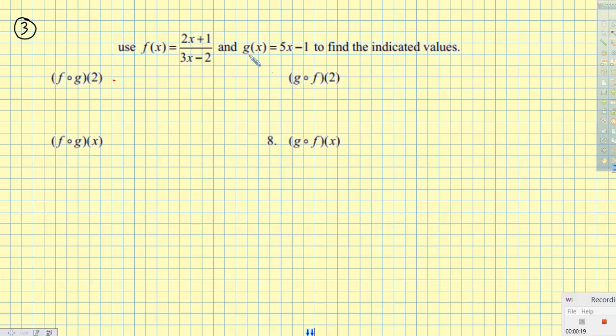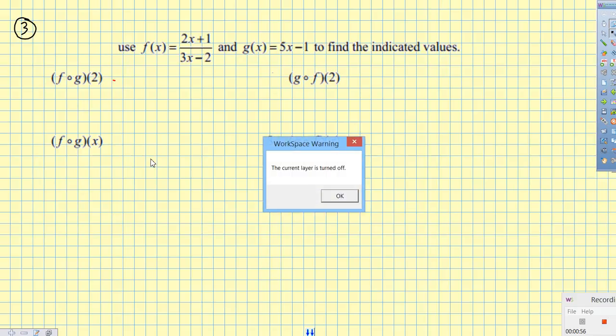Okay, so we are given f of x is equal to 2x plus 1 over 3x minus 2, and we're told that g of x is equal to 5x minus 1. We are told to find f of g at 2 and f of g of x, g of f at 2, and g of f at x. Okay, so I'm going to start by doing f of g at 2.